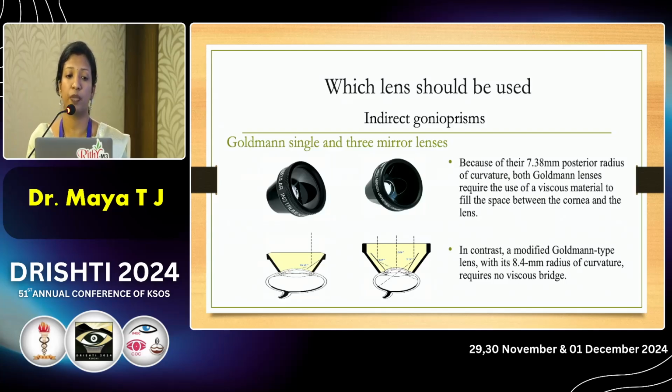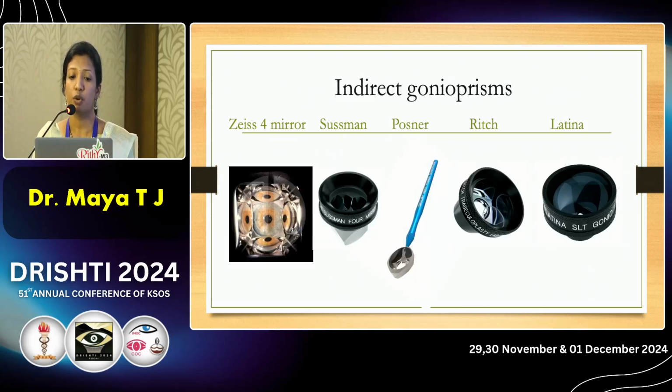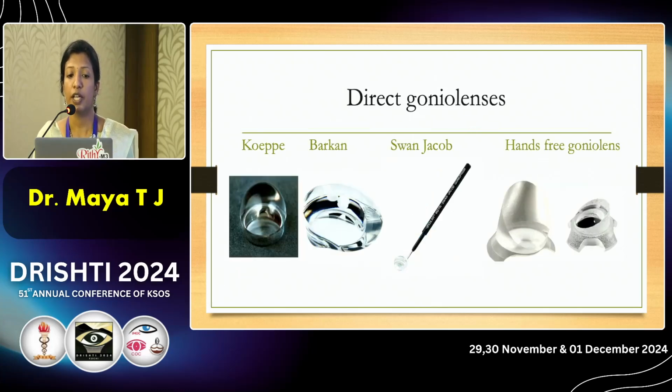Which lenses should be used? These are the indirect gonioprisms: Goldmann single mirror and three mirror lenses, which use a coupling agent to fill the space between the cornea and the lens because of their 7.38 mm posterior radius of curvature. These are the other indirect gonioprisms: Zeiss four mirror, Sussman and Posner, which don't need a coupling fluid. The other trabeculoplasty lenses are Ritch and Latina. Direct gonio lenses are Koeppe, Barkan, Swan-Jacob and hands-free gonio lenses.